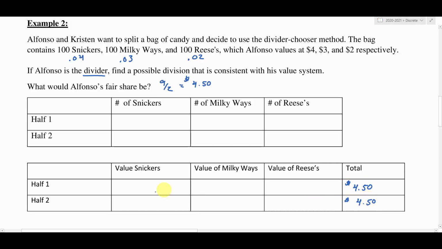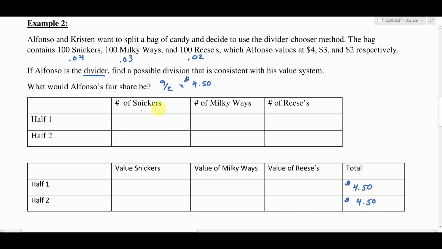Okay, so this is important. We know what these values have to add up to. They have to add up to $4.50 in both halves, because if he divides either half into something that's worth more or less than the other one, he runs the risk of getting something that is less than his fair share. So Alfonso is not going to do that. He's going to make sure that each half is equal in value.